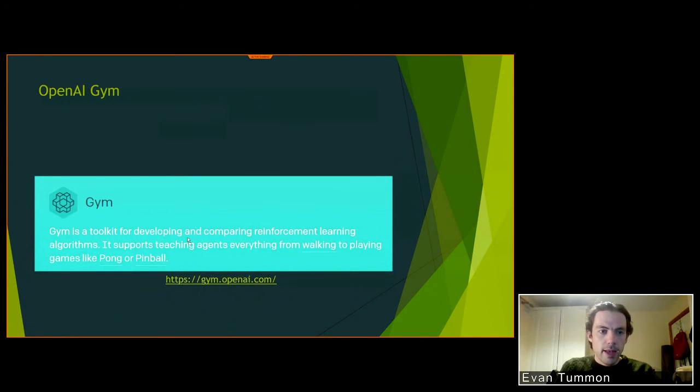So next is OpenAI Gym. OpenAI Gym is described like so on its website: Gym is a toolkit for developing and comparing reinforcement learning algorithms. It supports teaching agents everything from walking to playing games like Pong or pinball. And there are multiple readily available environments that can be used with Gym. But Gym's interface was used in this case to create a custom environment for our agent to interact with.